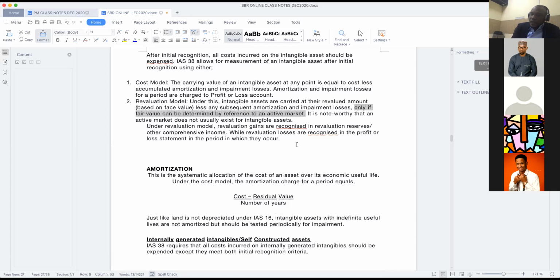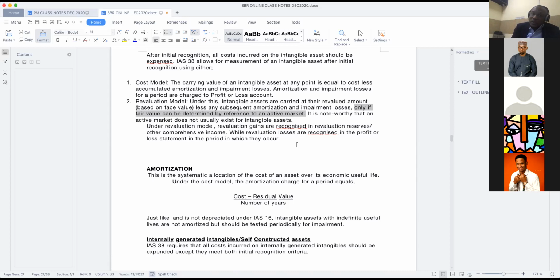Let me talk about active market. An active market is a place where we can buy and sell it, so there's a fair value to that asset. That's simple. If I wanted an active market for second-hand cars, I'll go to a place in Lagos or somewhere where they sell cars. That's an active market. Stocks and bonds traded on the stock exchange, those are active markets.